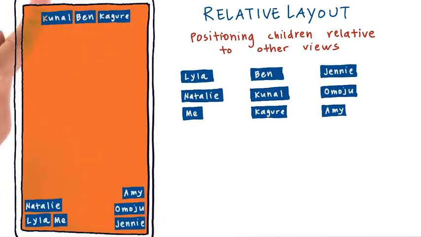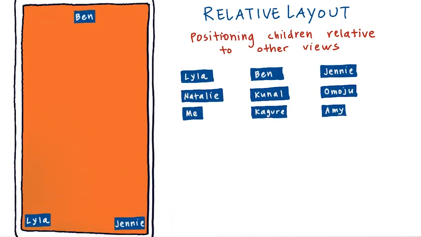Kunal, Ben, and Kaguri are up here. Natalie, Lila, and me are down here, and Amy, Emoju, and Jenny are in this corner. So could we build this seating arrangement in XML using text views and a relative layout? We know how to position views in corners. So the Lila text view would be aligned to the parent's left edge and bottom edge. The Jenny text view would be aligned to the parent's right edge and bottom edge.